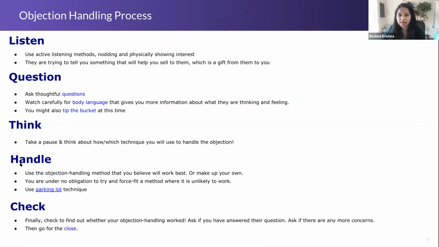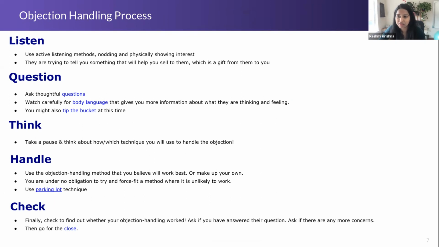So just to summarize what David has already said, the objection handling process can be broken down into 5 parts. The first one is, again, listening, right? When somebody raises an objection, it's very natural for us to get defensive. So make sure you're using your active listening skills and really trying to understand the core of the objection and why it's coming.